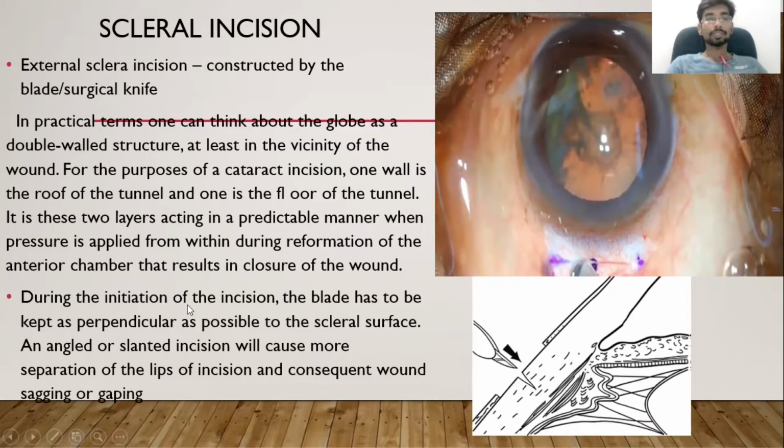So during the initiation of incision, the blade has to be kept as perpendicular as possible to the scleral surface. An angled or slanted incision will cause more separation of lips and consequent wound gapping. So the blade has to be perpendicular to the scleral surface. Here, this is the scleral incision.